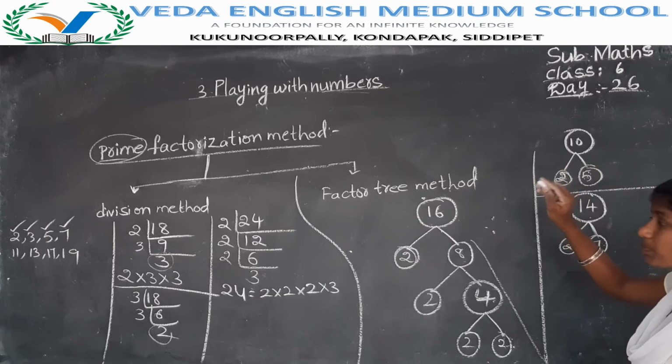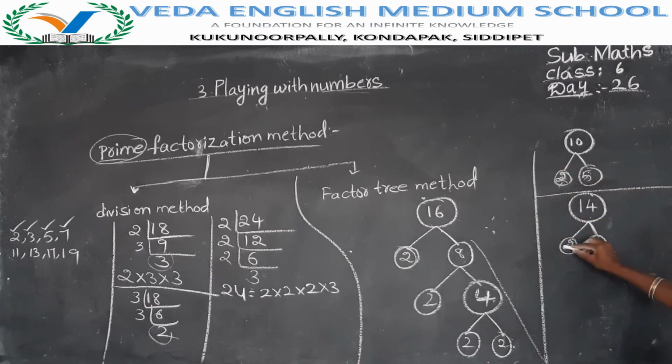Madam, you told us to take the prime numbers. See here, 2 and 5 both are prime numbers, 2 and 7 both are prime numbers. Like this, you have to take only prime numbers.